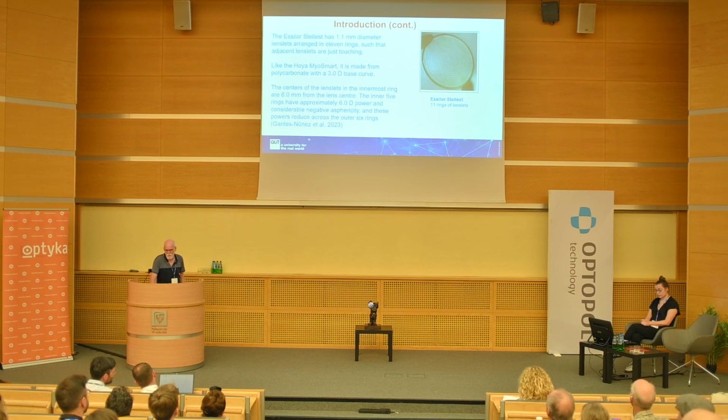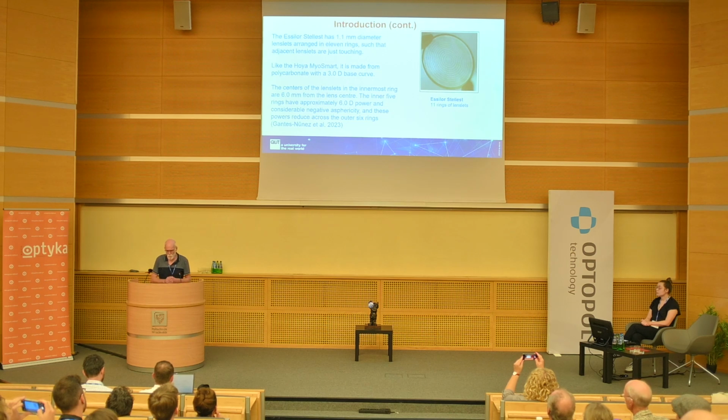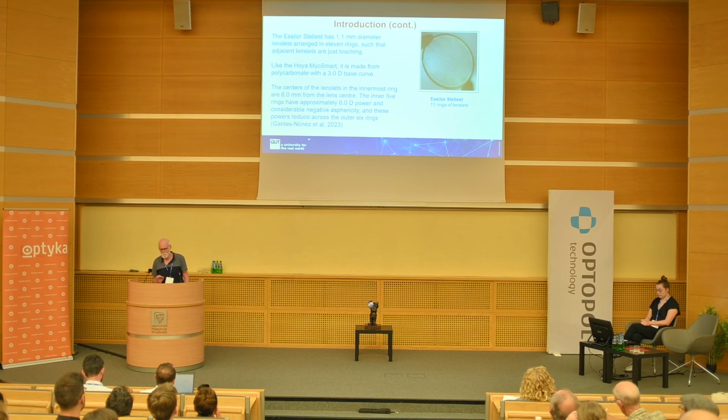Then we have the Essilor lens, which is a bit of a different beast. The lenslets are arranged in rings, and there are 11 of these rings, and the adjacent lenslets are just touching. Like Hoya, it's made of polycarbonate, and the base curve is almost exactly the same. The centre area gives you about 12 millimetres, or I suppose a bit less than that. The inner 5 rings have approximately 10 diopters in power, and they do have a lot of negative asphericity, and Essilor make a big deal about that. Outside that, the power of the lenslets gradually reduces.